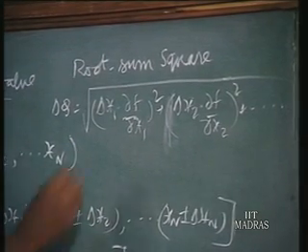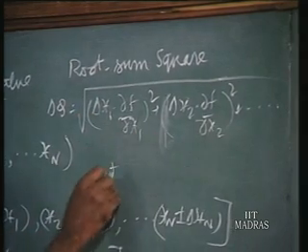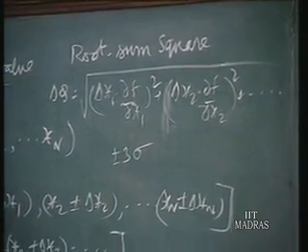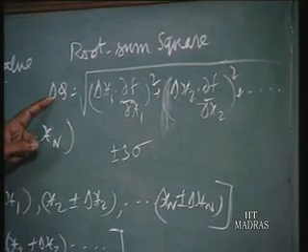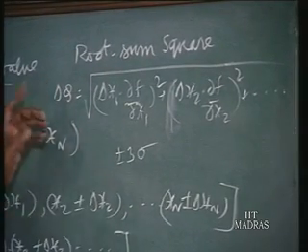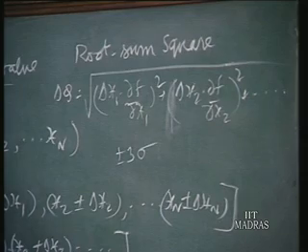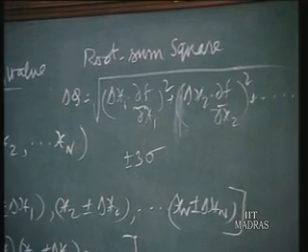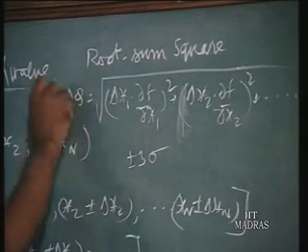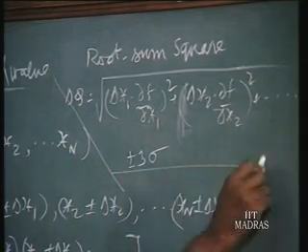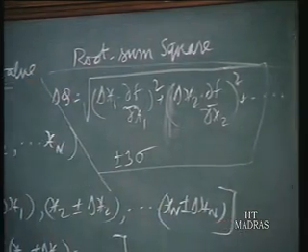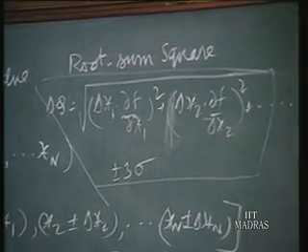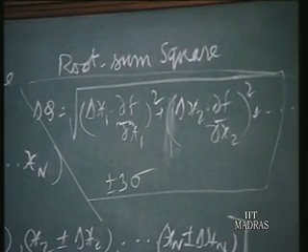If you have found out delta x1, delta x2 as plus or minus 3 sigma, which you have learned under the calibration process, then this delta q also corresponds to the 3 sigma limit. That is more than sufficient. 99.7% of the readings will be within this limit. So that is the understanding. We will use this equation always to find out the error propagation of the computed parameter.